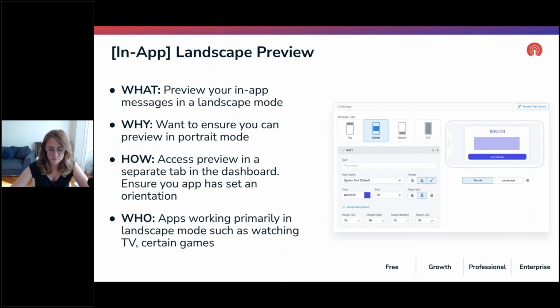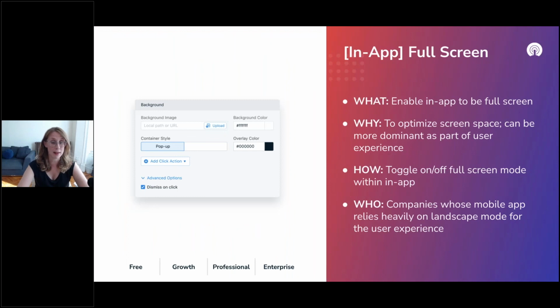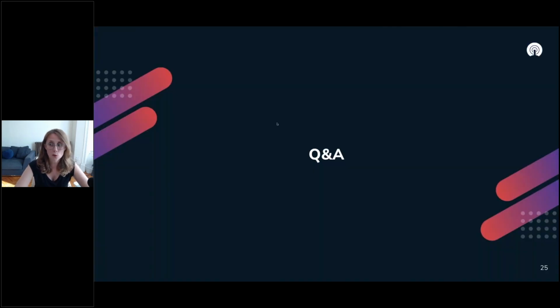So this allows you to ensure that your in-app is working and suitable within that particular mode itself. And then the second thing that we're also introducing is the ability to have a full screen in-app message. And here we're wanting to allow you to optimize your screen space and to make sure that your in-app is a more dominant part of your user experience. And you'll be able to toggle on and off your full screen mode within your in-app itself. But that is all for now.